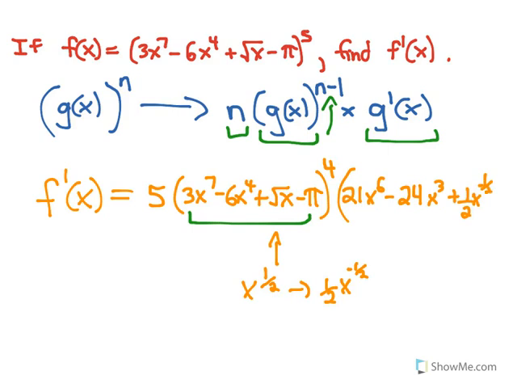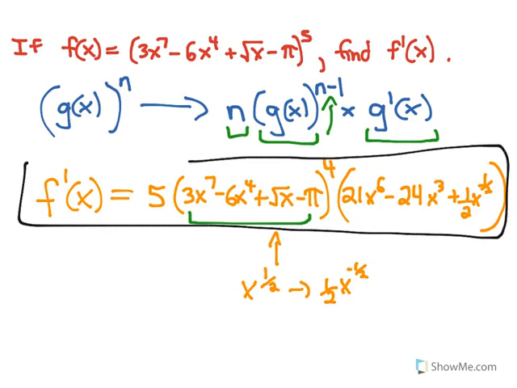Now pi is a tricky one. That is just a constant, right? It's just like a number. It might as well be 4. In this case, it's 3.14. Derivatives of constants are 0, so we just leave that out. And so this is our entire answer for f prime of x using the chain rule.